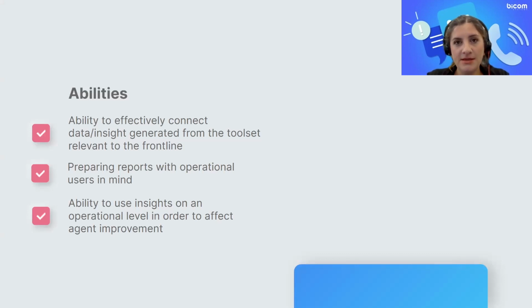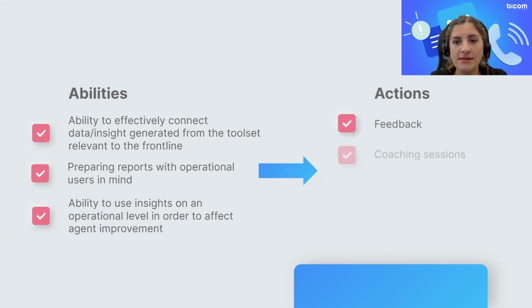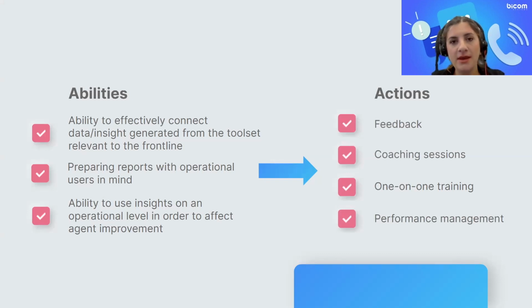These abilities could very easily be transformed into concrete action. So these actions could be providing agents with feedback, which could be positive and negative comments, organizing coaching sessions or one-on-one training if needed, and performance management improvement.